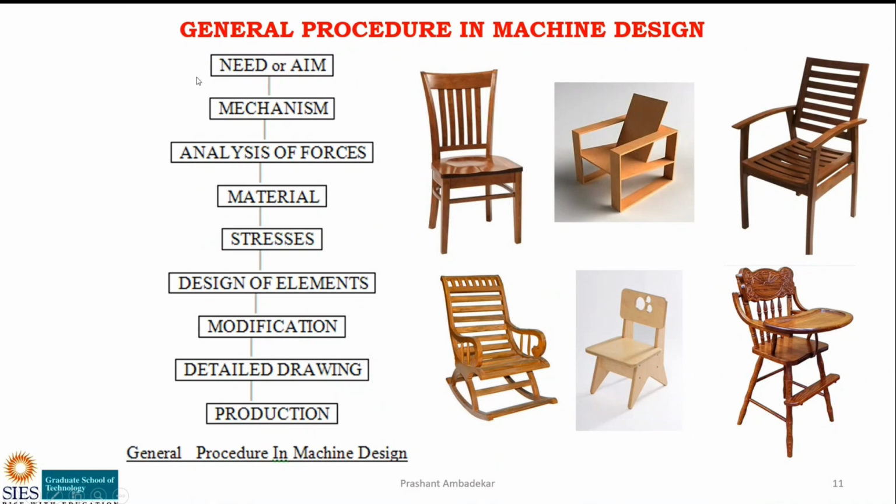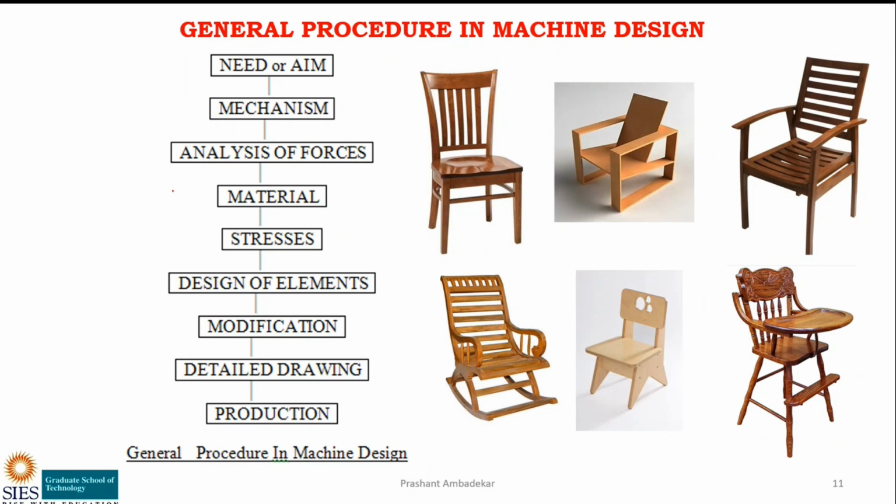What is the basic procedure? The first is need or aim. Why are we designing a chair? Are we designing a chair to be used in a classroom? Are we designing a chair for an old person to rest on? Are we designing a chair for some auditorium or hall? Or are we designing it for a kid, 8 to 10 years, or 6 years, 4 years, whatever it is? What is the need or aim? So this is the first question that should be asked. What is the need for designing the product?